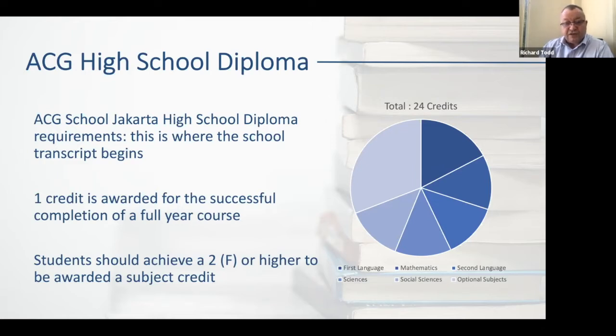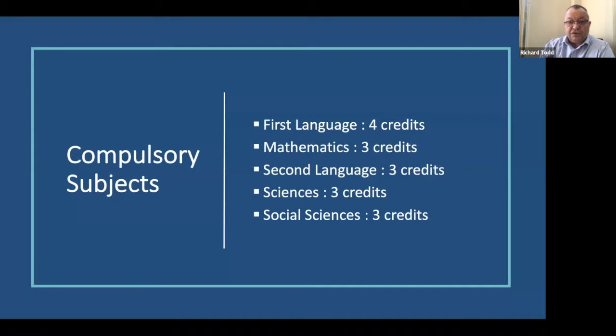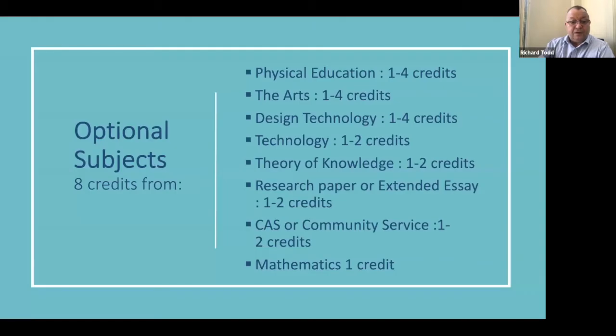These are the credits. Let's go onto the next page and you can see first language. Over the 4 years, you need 4 credits. Mathematics, you need 3 credits. Second language, 3 credits. Sciences, 3 credits. Social sciences, 3 credits. And then in your optional subjects, physical education, you can get between 1 and 4, depending on the combinations of subjects that you've chosen.